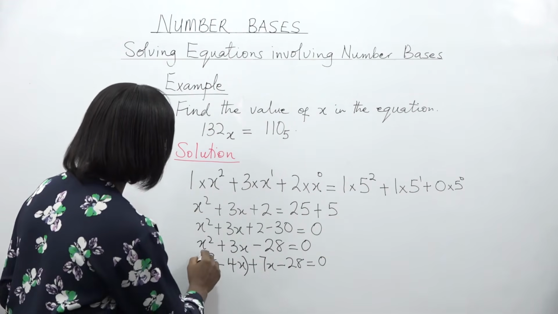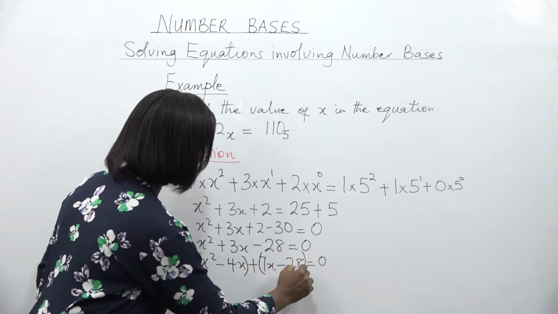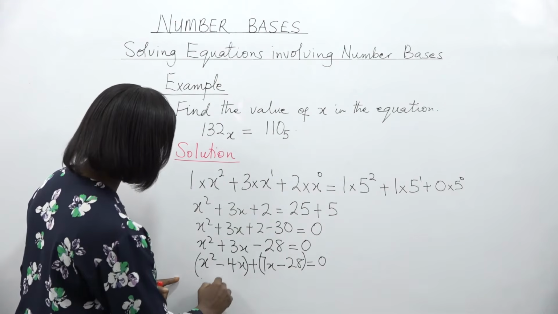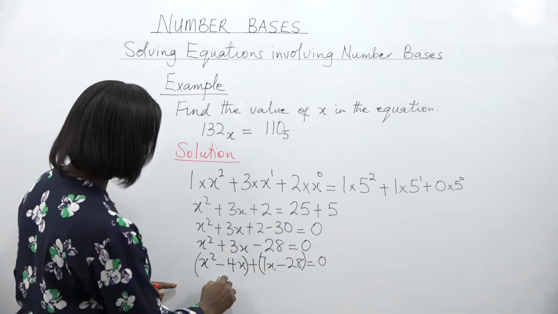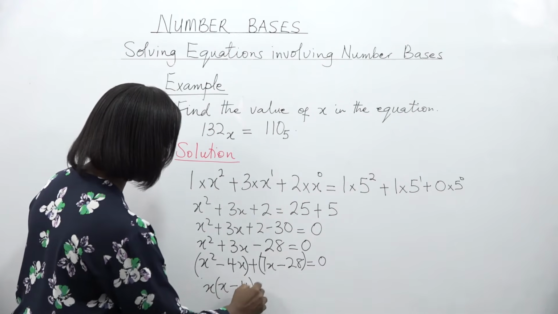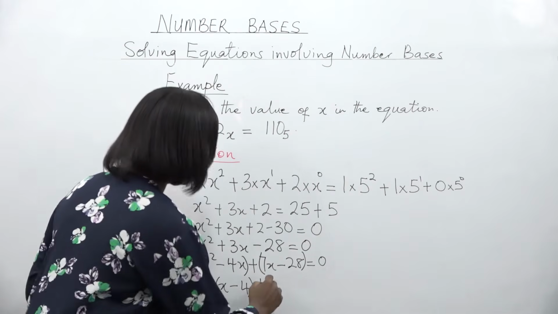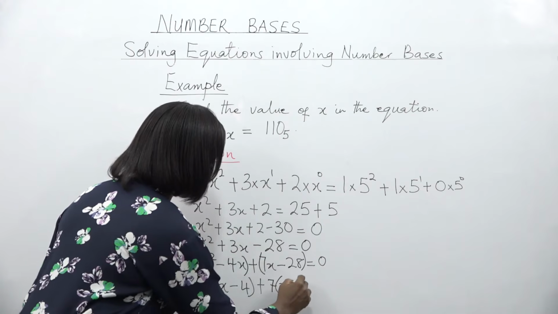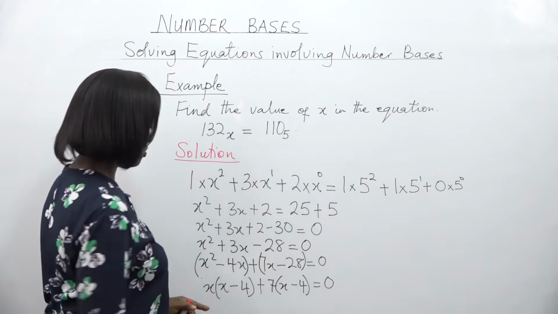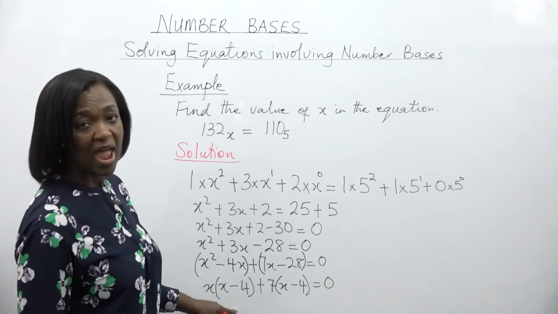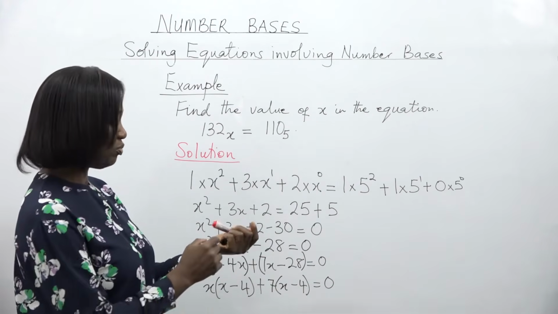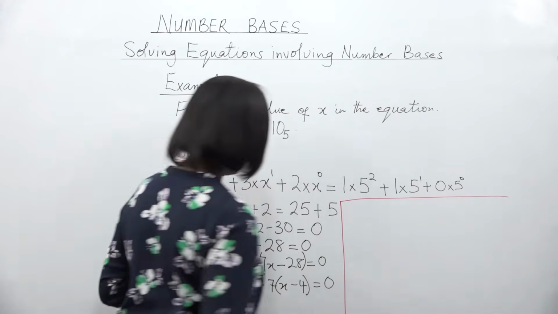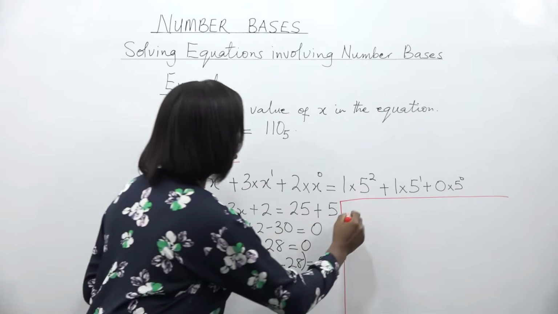So now we group them. I can simply group here so that we factorize. X is common here, so we take it out. X into x squared will give us x, minus 4. Plus 7 is common here, so we take it out. 7x divided by 7, we are left with x minus 4 is equal to 0. So now, x minus 4 is common to both brackets. So it's a common bracket, so we take it out.